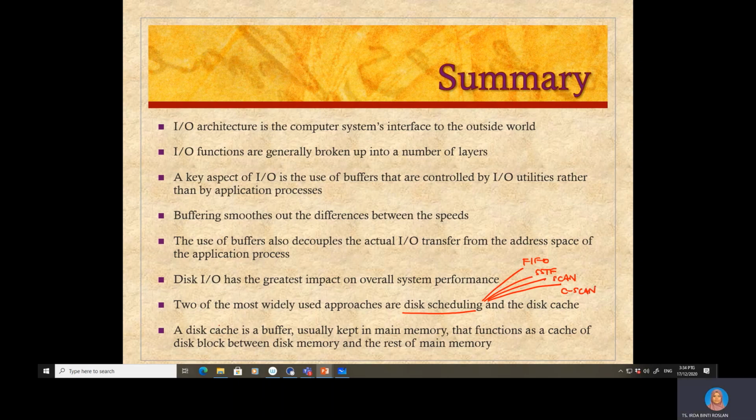A disk cache is a buffer, usually kept in main memory, that functions as a cache of disk blocks between disk memory and the rest of main memory. So basically that's all for our lecture on input-output management and disk scheduling.